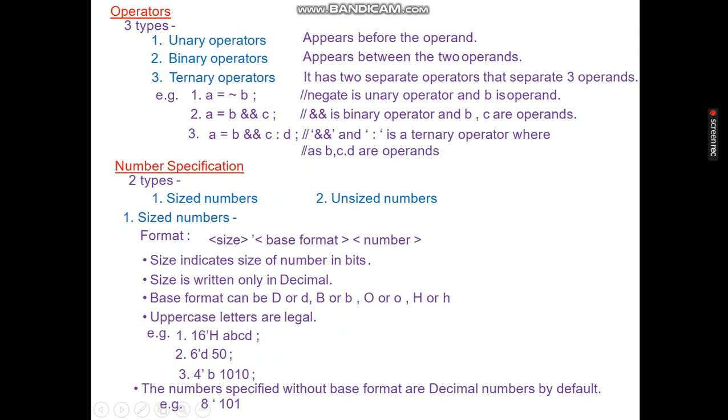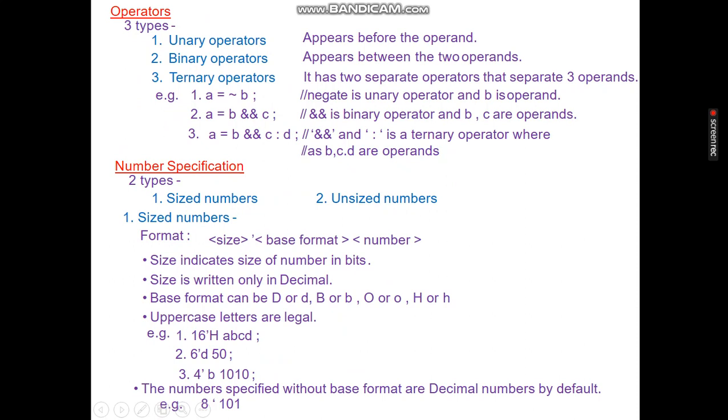Examples: A is equal to negate B, where negate appears before the operand B. So negate is a unary operator and B is the operand. Here A equal to B and C. Here AND is a binary operator and B and C are operands. And so here this one is the ternary operator.